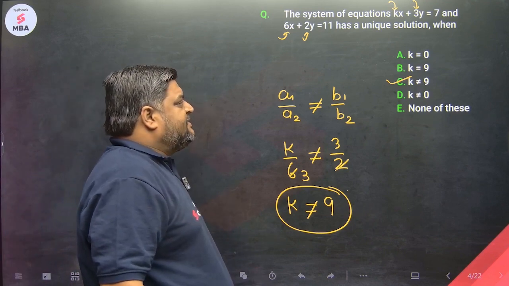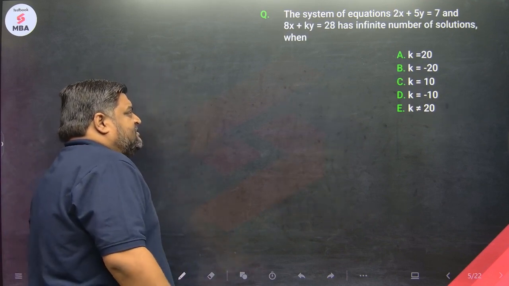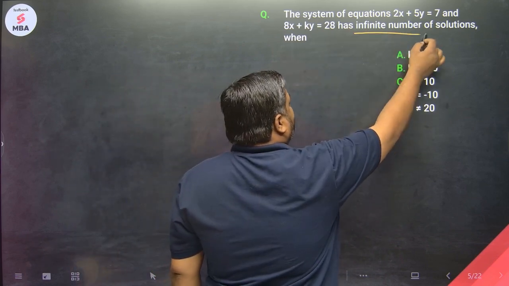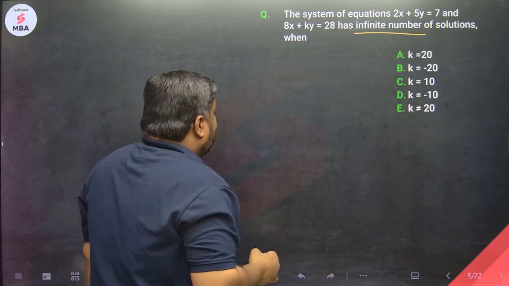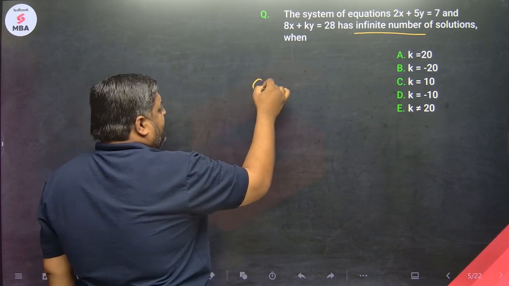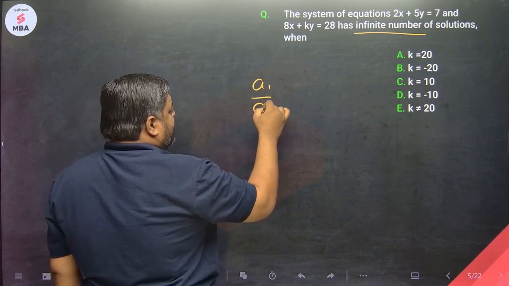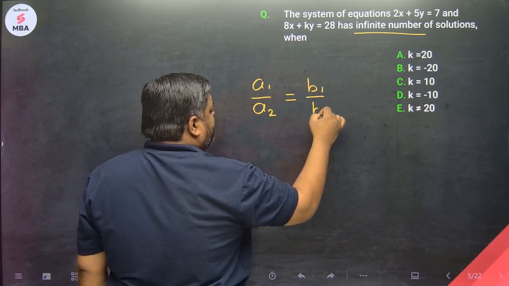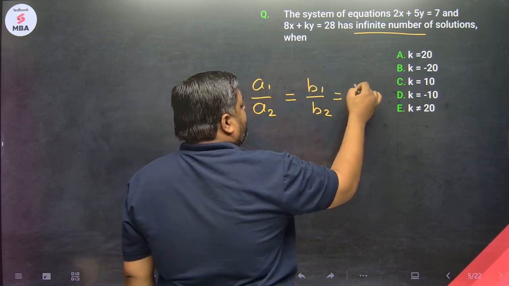Let's move to the next question. Based on the same lines, when does this system of equations have an infinite number of solutions? And we know that the criteria for an infinite number of solutions is a1 by a2 should be equal to b1 by b2 should be equal to c1 by c2.